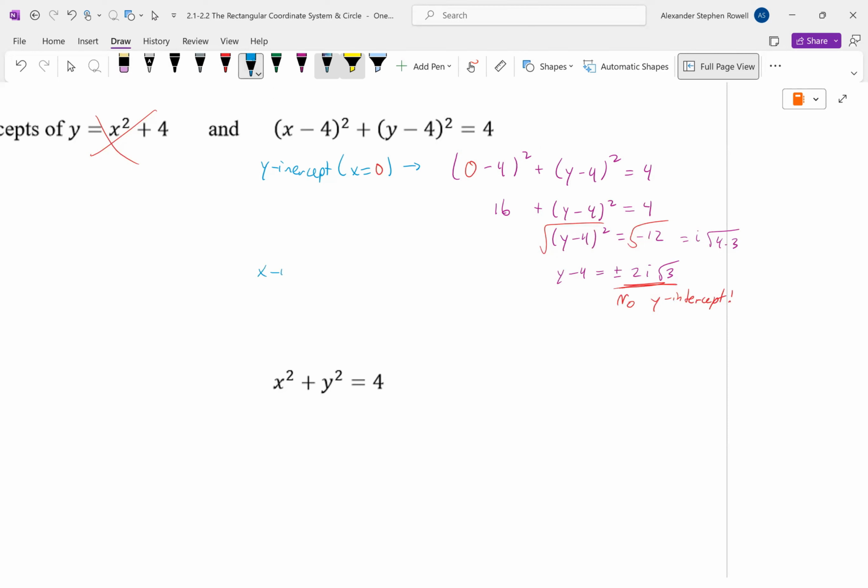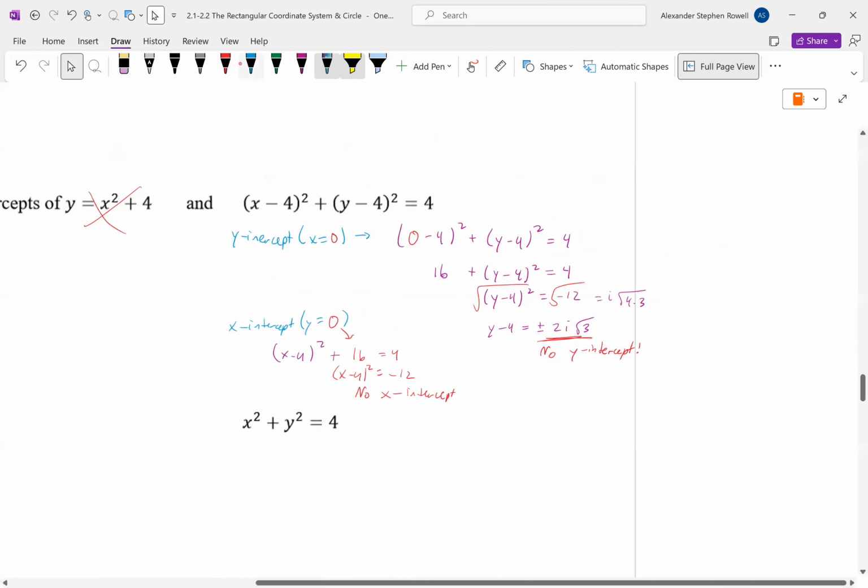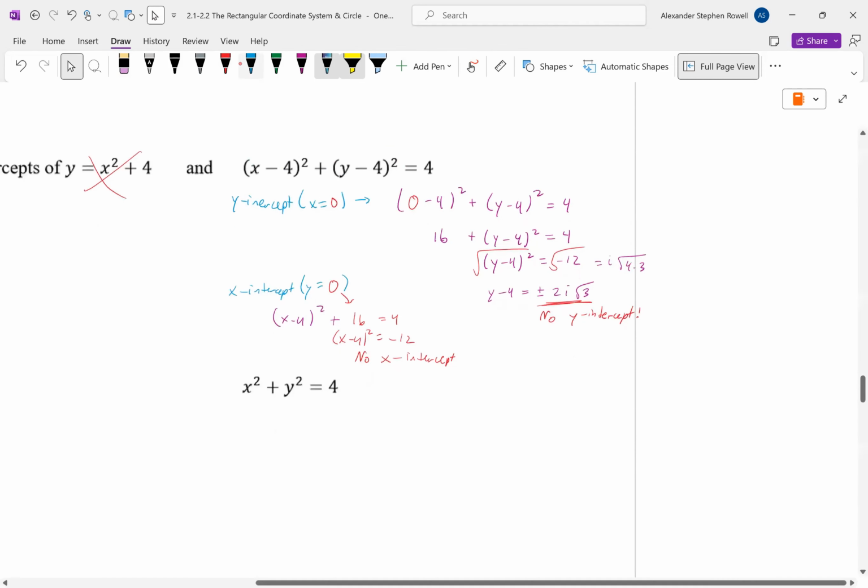Likewise, we solve for the x-intercepts. It's exactly the same, right? y is equal to 0. And we would this time have (x minus 4) squared plus, when we plug in the 0, we would get 16. And when is (x minus 4) squared equal to negative 12? For no real number x, no x-intercept. And we're going to learn how to graph that. That circle will be off in one of the quadrants, not touching either axis. We'll graph that by the end of the day.